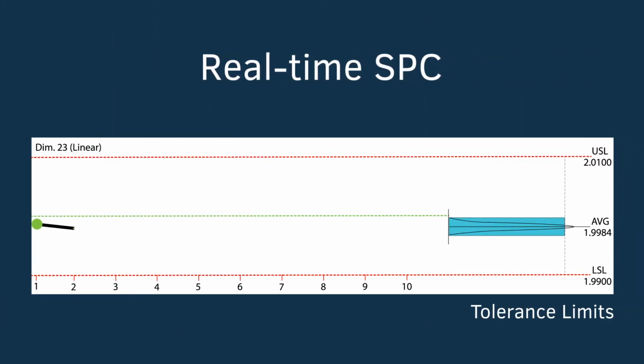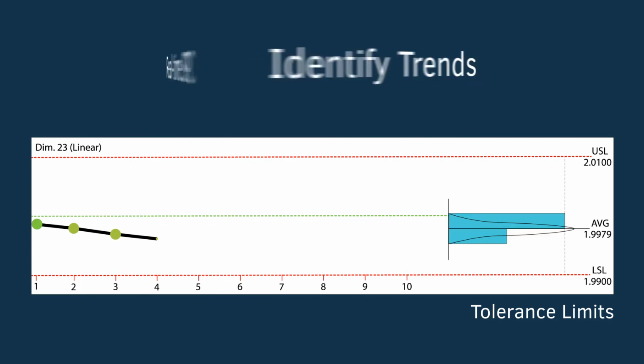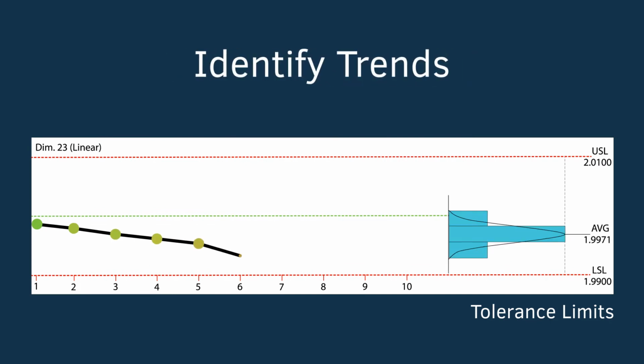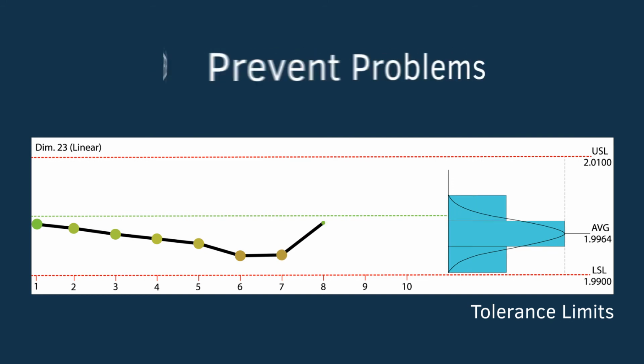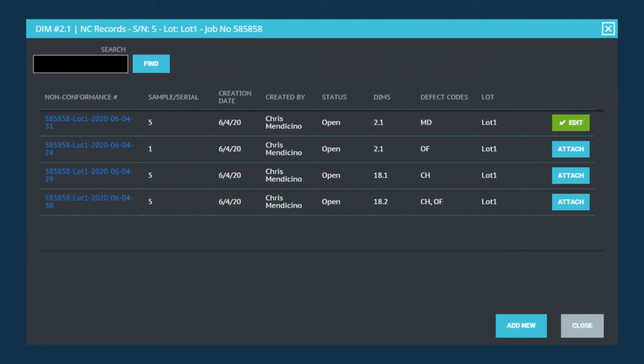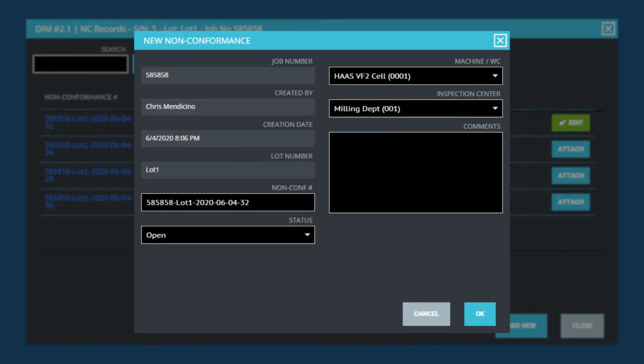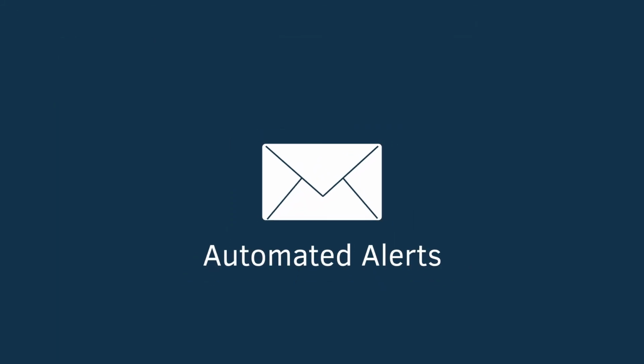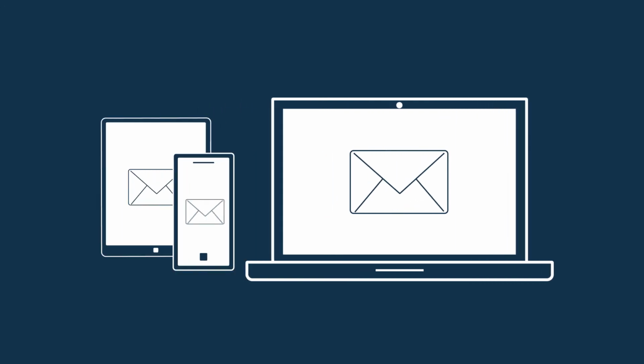In-process inspection results can be monitored in real time to identify undesirable trends, make necessary adjustments, and prevent problems before they occur. If a feature doesn't pass inspection, NCRs can be immediately generated, and automated alerts keep your management teams informed, no matter where they are.